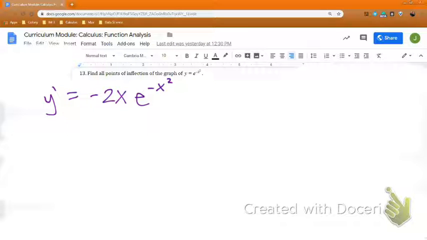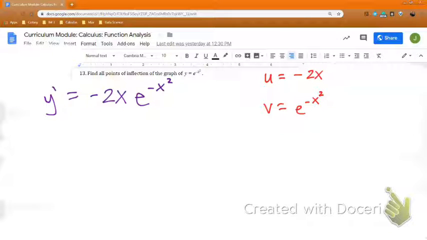Now, when we take the derivative again, what rule do we have to use now? Product rule and chain rule. So, again, if you can do it in your head, that's great. I'll write it out for you just to make sure we're all on the same page, though. If I set up the product rule, I have my u and my v. My first function is negative 2x. My second function is e to the negative x squared.